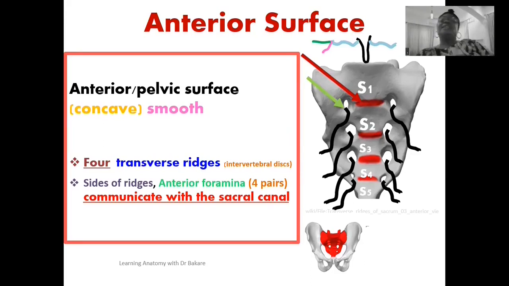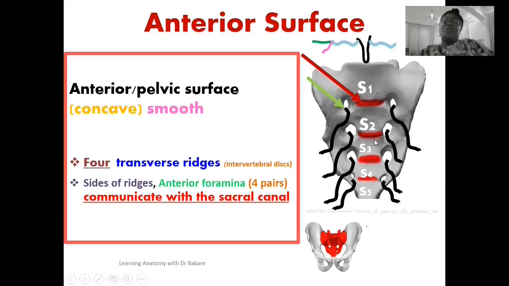It is also important for us to know that we have the fifth sacral spinal nerve, but it is not highlighted here at this point because there is no foramen created in the anterior part for its exit. But we will see, as we go through this lecture, how the fifth sacral spinal nerve exits the sacrum. So it's good for us to highlight this point.